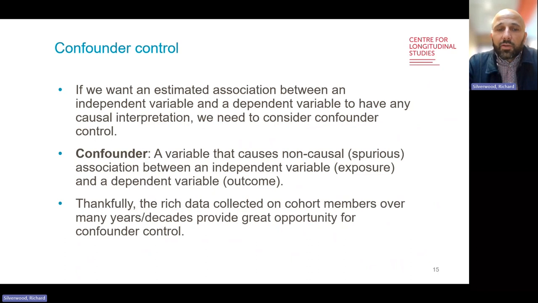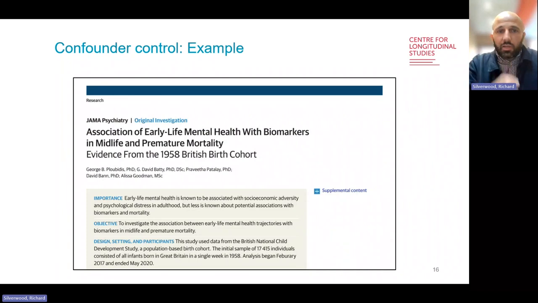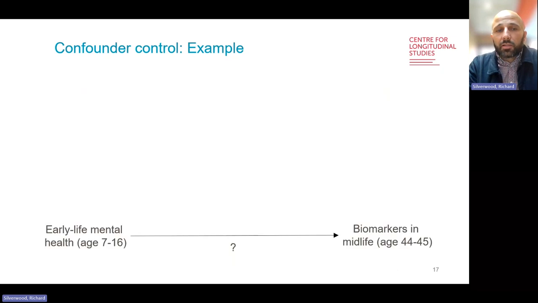And thankfully, as we've been hearing already, we've got very rich data collected on our cohort members over many years, or in some cases decades, and these provide great opportunity for confounder control. So we're going to look at an example here from a published paper looking at the association of early life mental health with biomarkers in midlife and premature mortality in the NCDS, the 1958 cohort. And here I'll just look at the details in terms of the biomarkers rather than mortality. So we're interested here in whether early life mental health is associated with or has some effect on biomarkers in midlife.